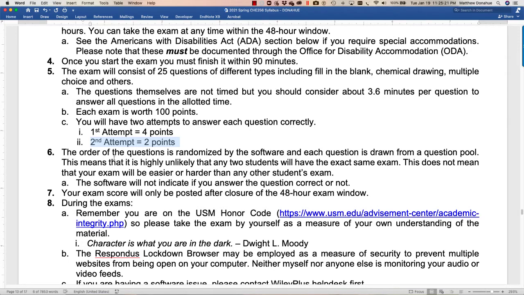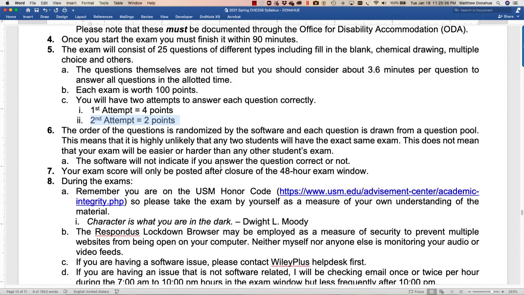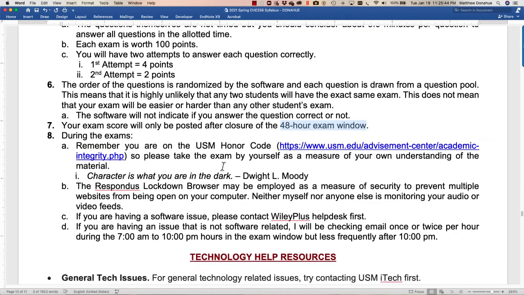The order of the questions are randomized by the software, and each question is drawn from a question pool. So this is done to minimize any academic misconduct. Your score is posted after you complete, or after the window closes for the 48-hour exam. Again, those will be posted in Canvas.